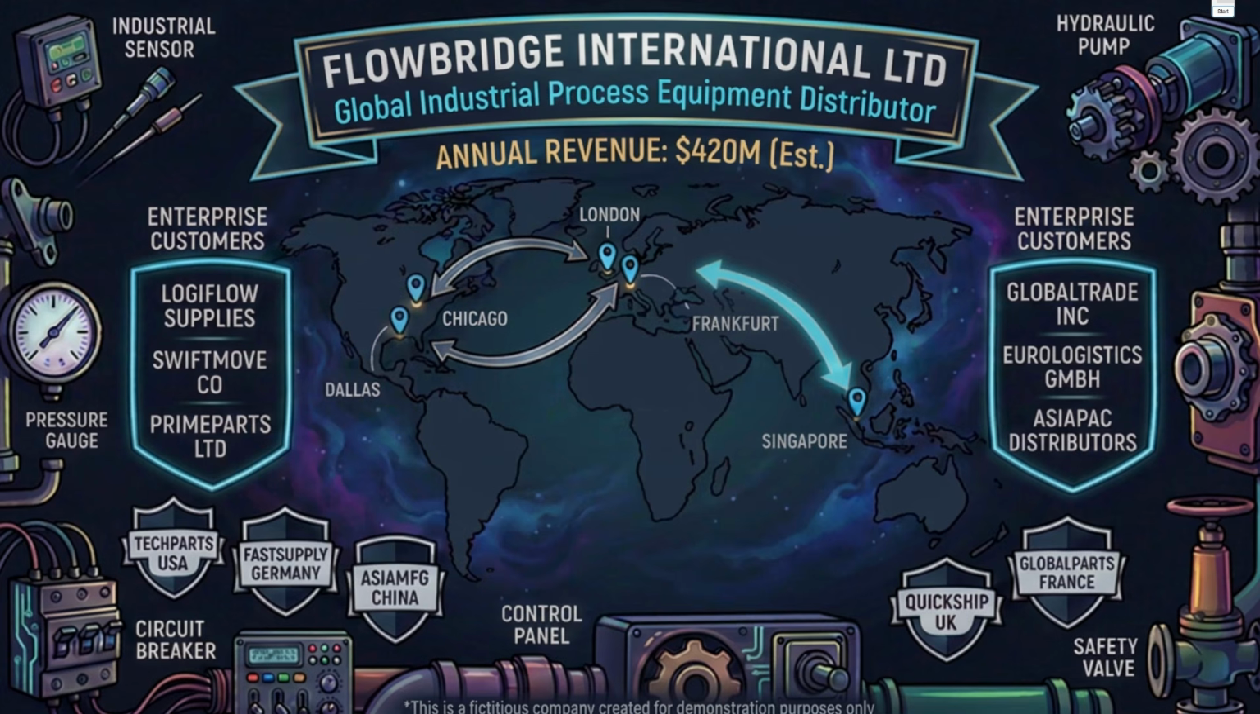Flowbridge International Limited is a completely fictional company which is created for educational and demonstration purposes only. All the company names, customer names, supplier names, revenue figures, KPI values, stockout numbers, and business metrics mentioned throughout this presentation and the project are fabricated.